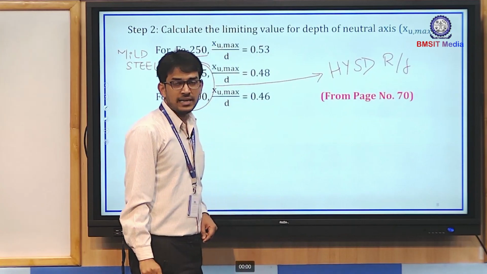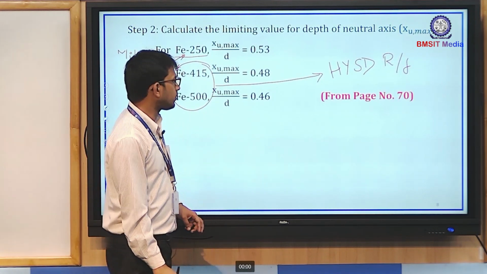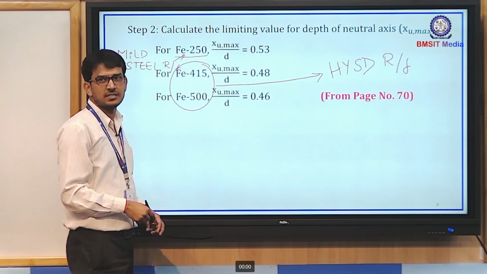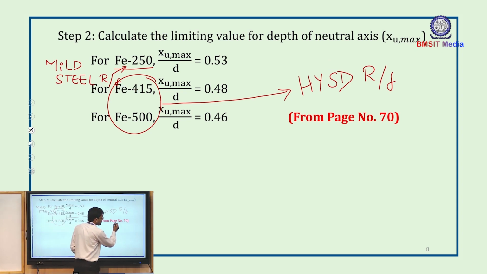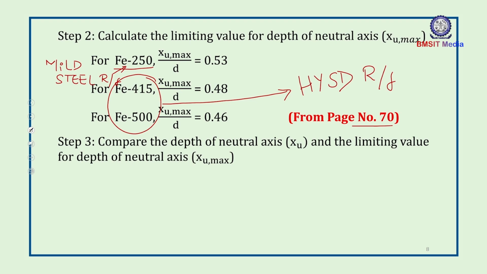So in this HYSD, the high yield strength deformed bar, this is how we have to do. From here we have to compare. On the basis of that, these values are given in IS 456 at page number 70. In the third step, we are comparing both the values.